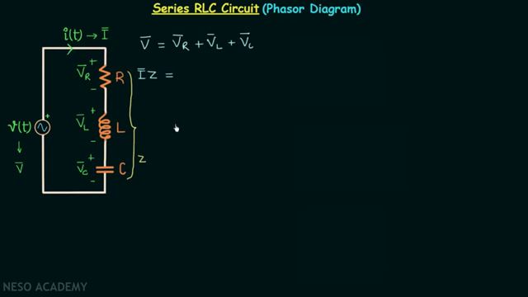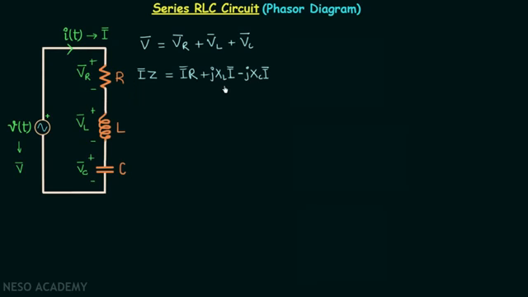VR phasor will be equal to I phasor multiplied by R. VL phasor is equal to I phasor multiplied by jXL, so in place of VL phasor we can have jXL multiplied by I phasor. And VC phasor will be equal to I phasor multiplied by negative jXC, so we can have negative jXC multiplied by I phasor in place of VC phasor.